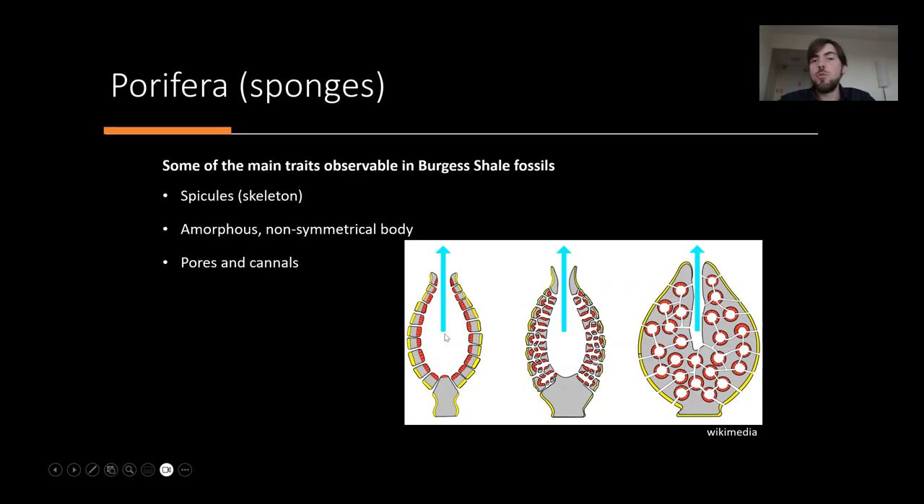And then what sponges do basically is they get water through their pores, and then they expel it through their main pore here at the top. While doing that, they filter the water and capture organic particles. And there are, of course, some different sponges. There are carnivorous sponges, but we do not have evidence of that in the Cambrian.